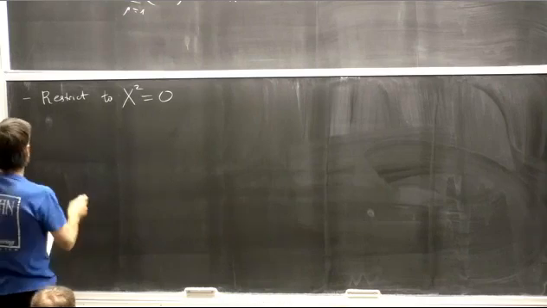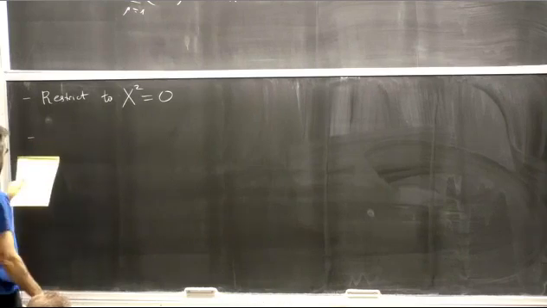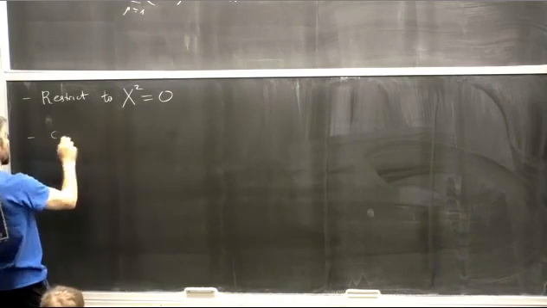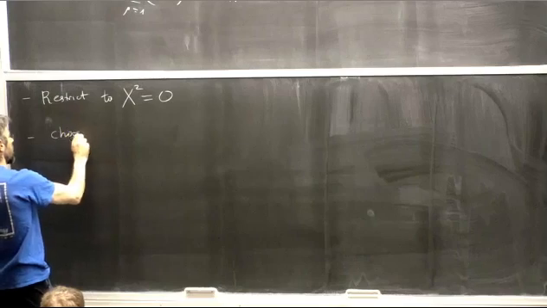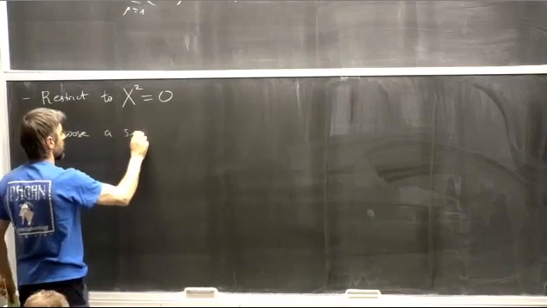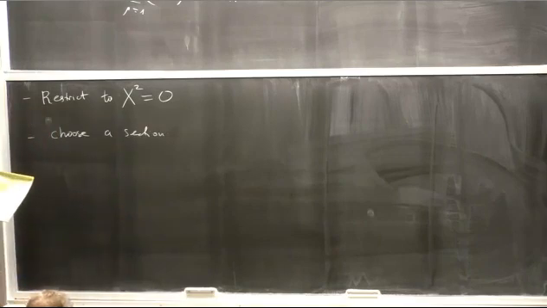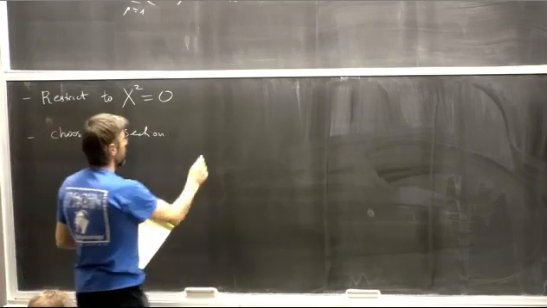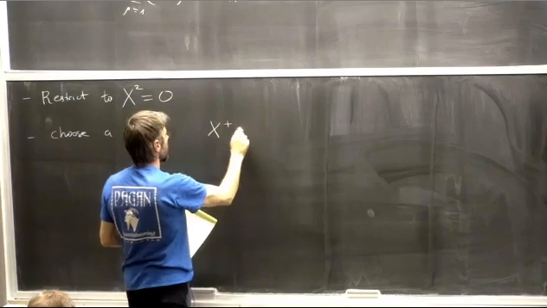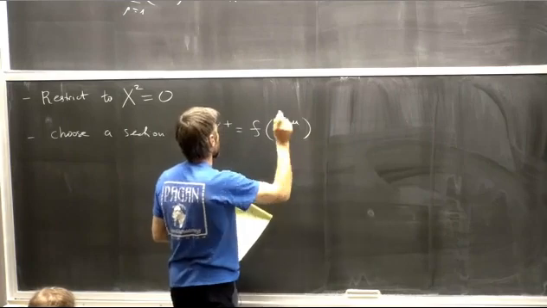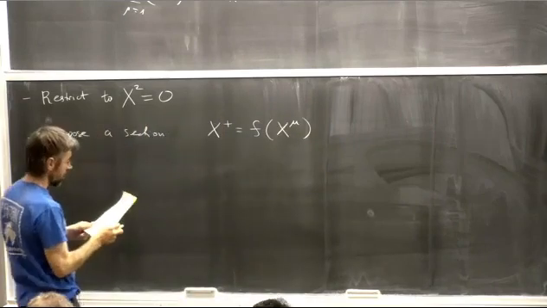We still have to kill another coordinate, and in order to kill this second coordinate, we are going to choose a section inside the light cone. The most general section is given by this equation, x plus equals some function of x mu.